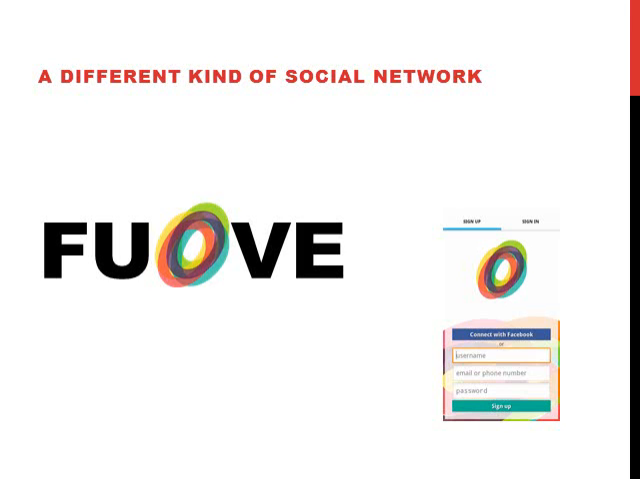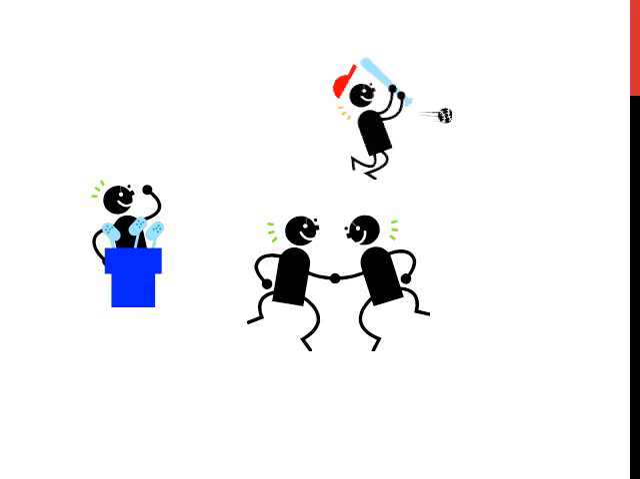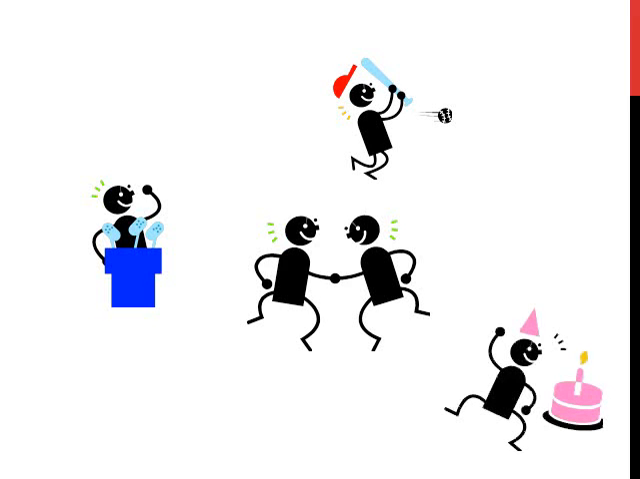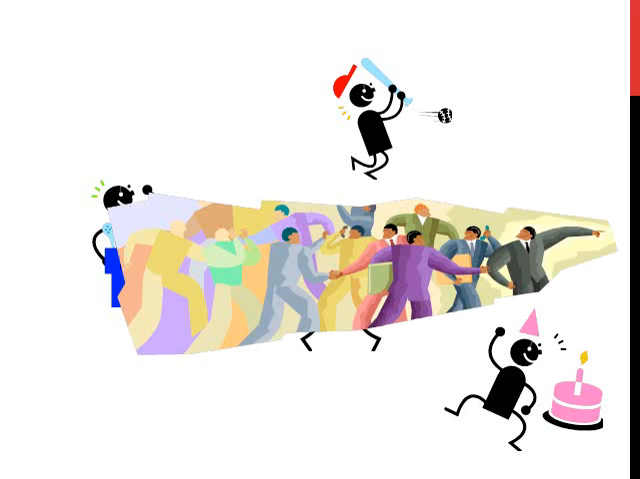Welcome to fuOve, a different kind of social network. We are social beings, and as such, we participate in different kinds of events all the time. We can be at a conference, at sport events, or at a party. Have you ever wondered how you can share moments that you take during those events with other people nearby?